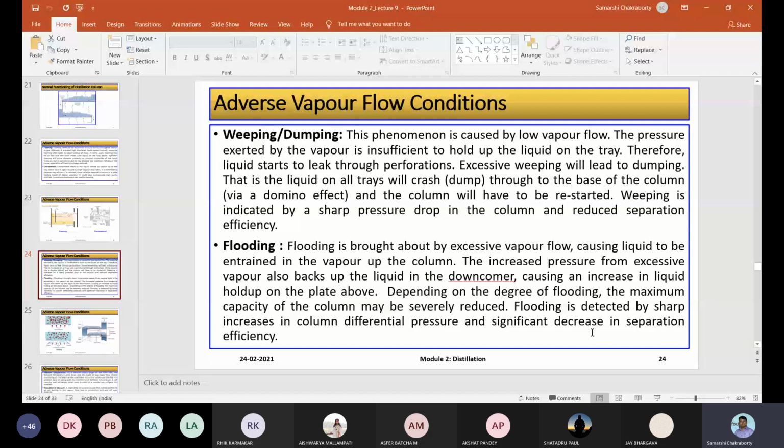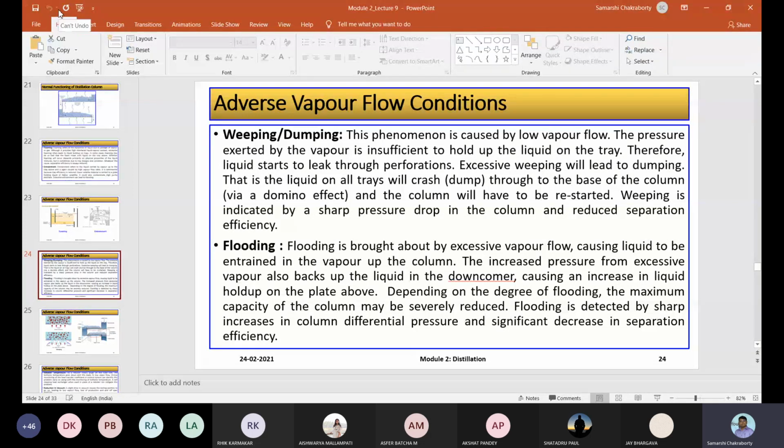Excessive weeping may lead to dumping. In the case of dumping, the liquid of all trays will crash to the base of the column via a domino effect, and the column will have to be restarted. Weeping is indicated by a sharp drop in the column pressure and reduced separation efficiency.